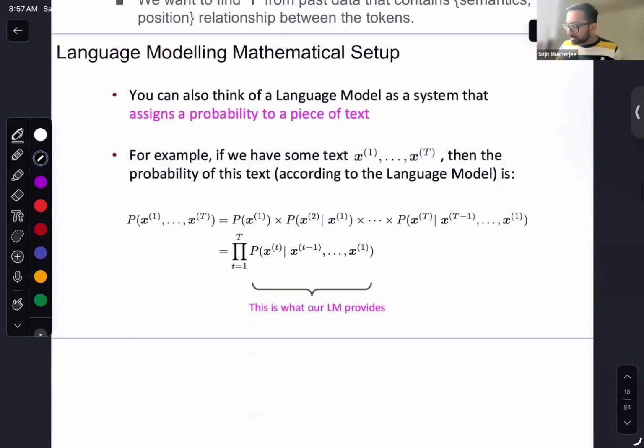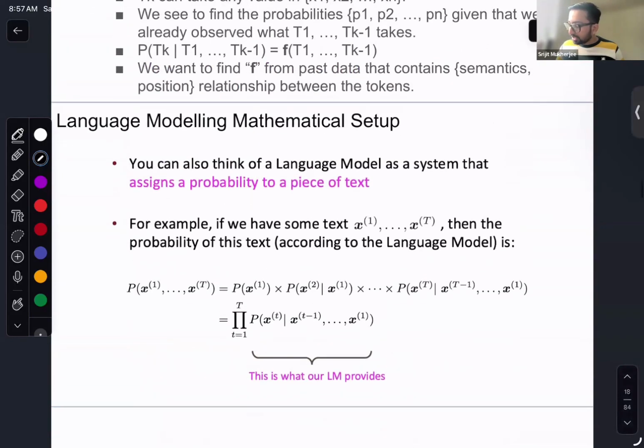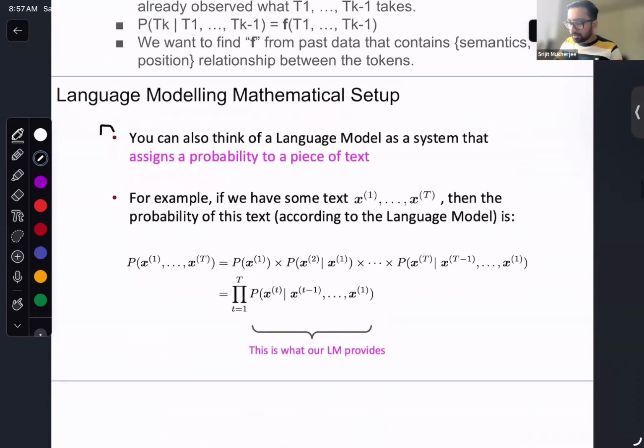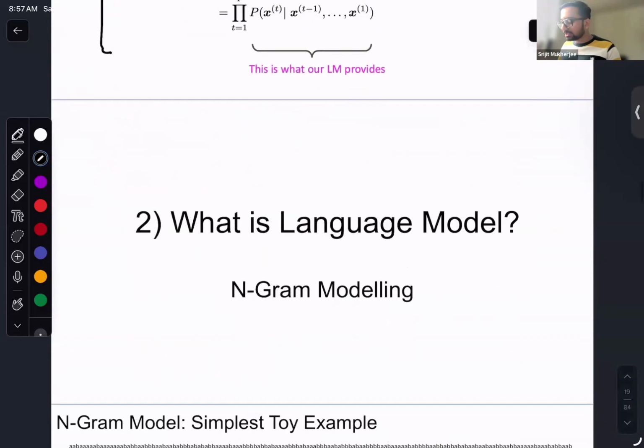So, to come before this, okay, we will come to this setup soon. Let's go to a simple one.